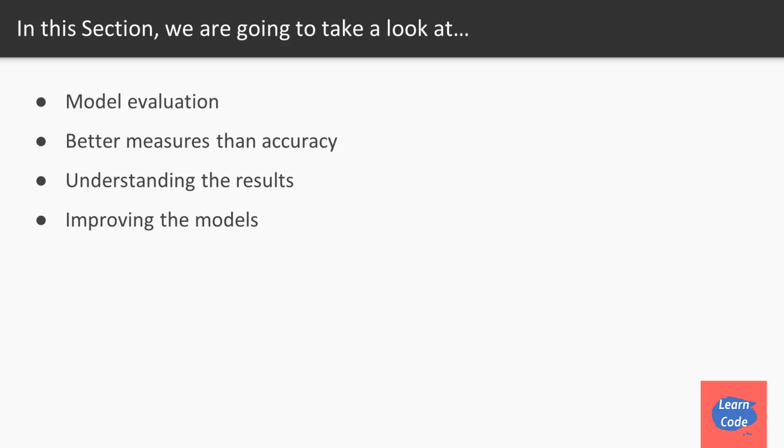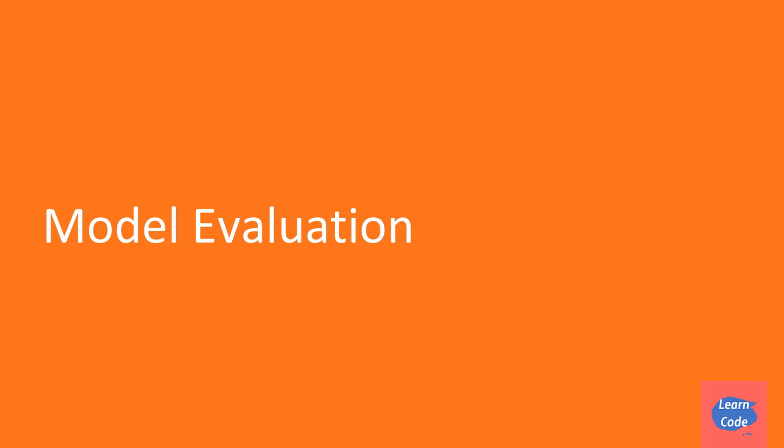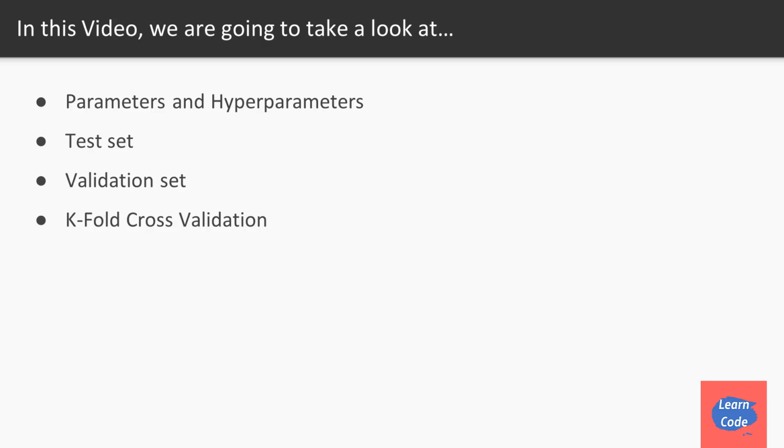In this section, we are going to look at model evaluation, better measures and accuracy, understanding the results, and improving the model. In this video on model evaluation, we are going to look at what are parameters and hyperparameters, what is a test set, what is a validation set, and look at a process called k-fold cross-validation.